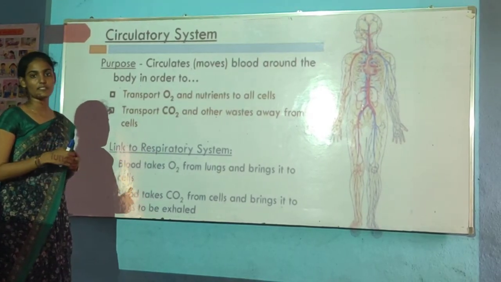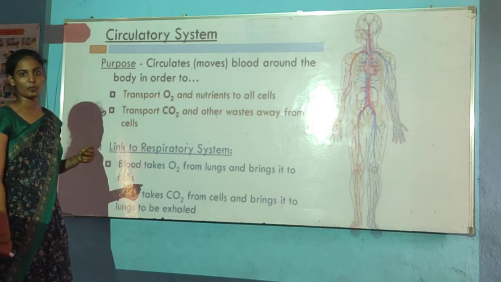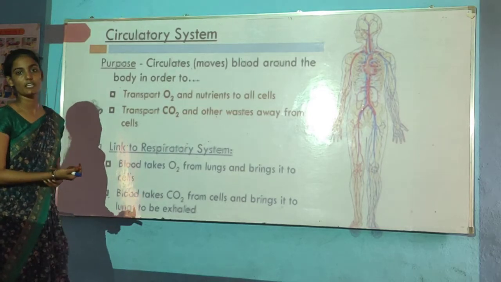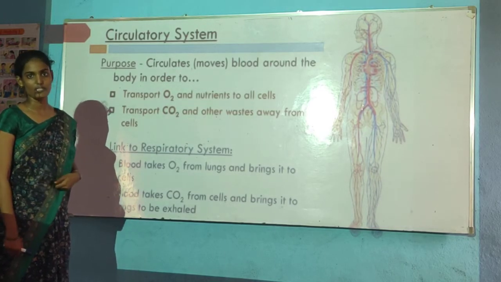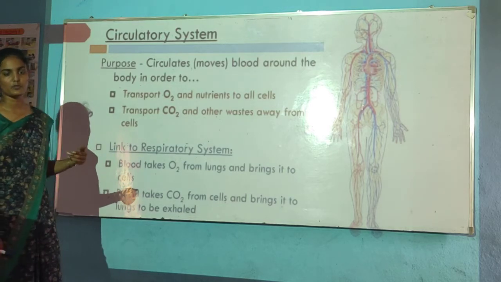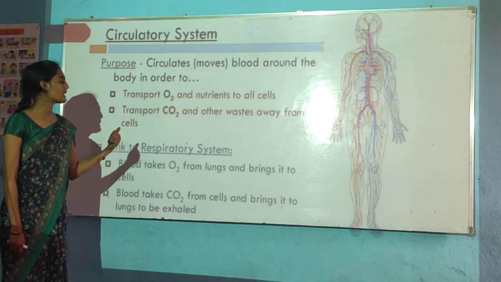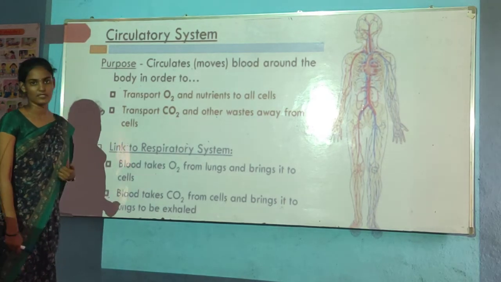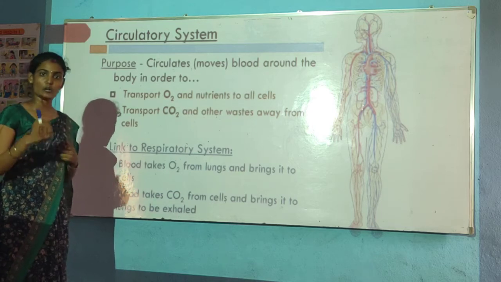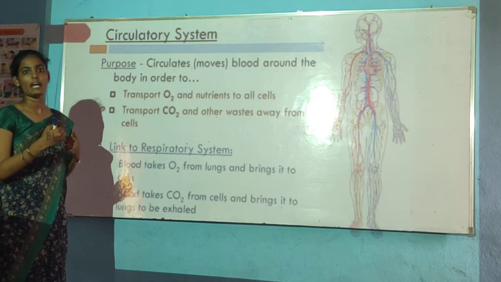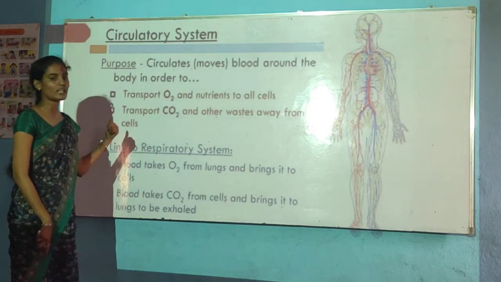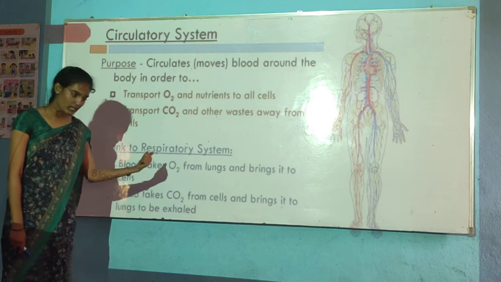send blood all over the body in order to transport oxygen and nutrients to all cells. Each and every cell of our body needs oxygen and also nutrients. So the circulatory system transports them to all cells. And next, it transports carbon dioxide and other wastes away from the cells. Whatever carbon dioxide and waste is released by the cells is taken by the circulatory system and sent to the excretory system and the respiratory system.